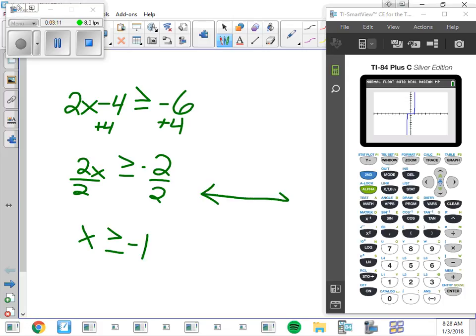The solution for that would be negative 1. What kind of circle? Filled in circle. Should I shade to the right or to the left? Well, look at the variable. x is bigger than negative 1. Bigger means to the right. This is all review, correct? You all know how to do this? Okay. What about this one?